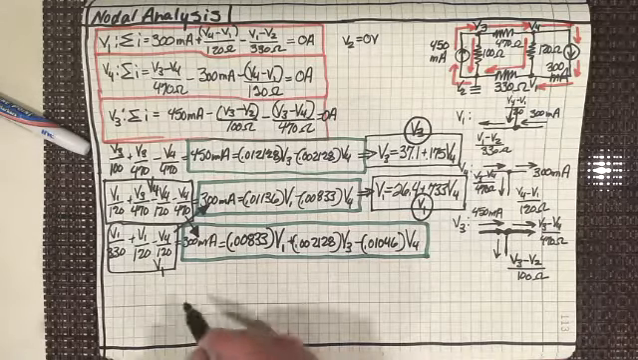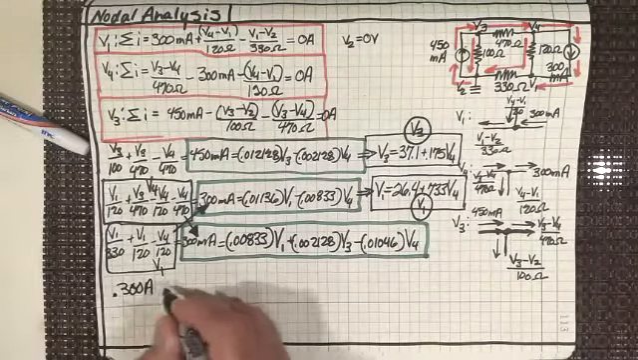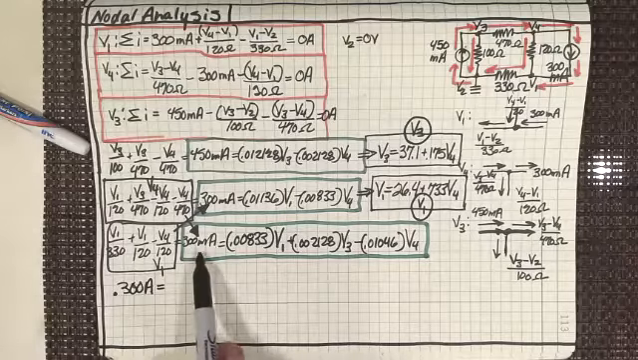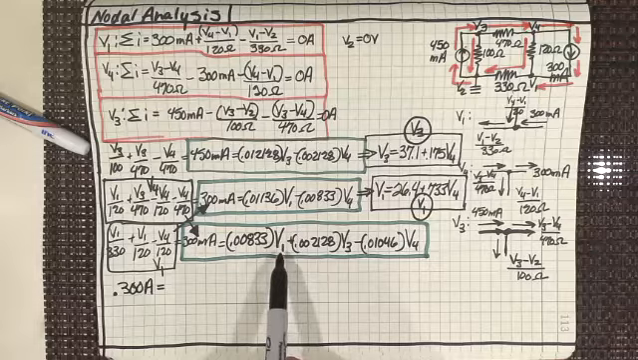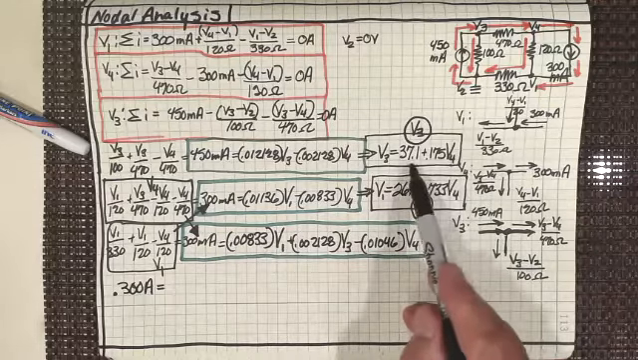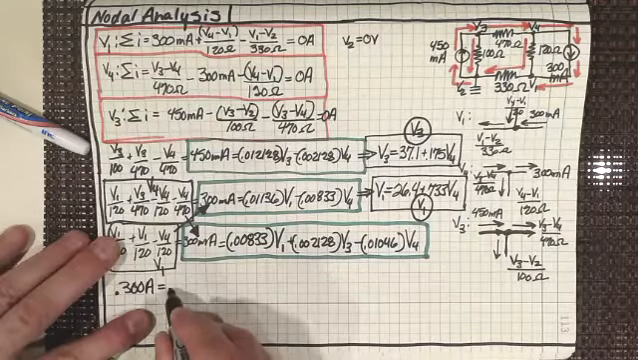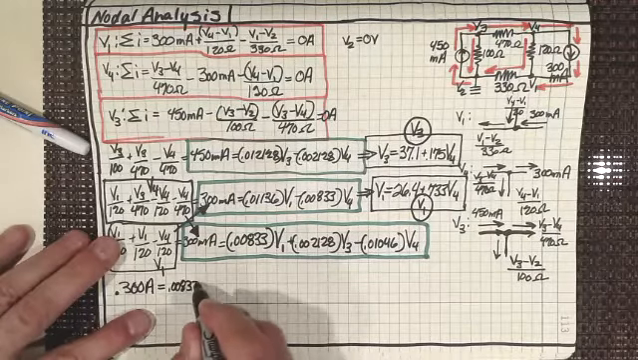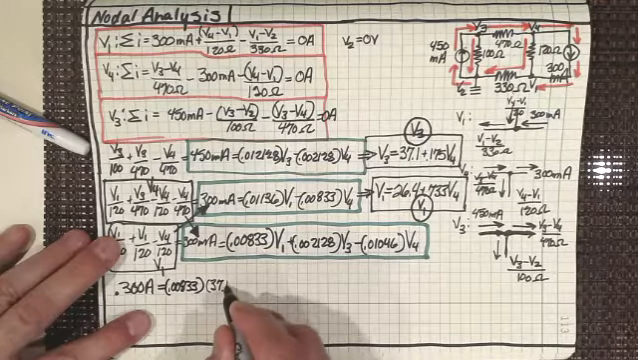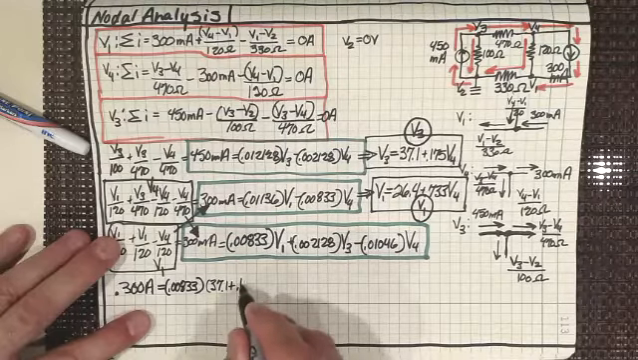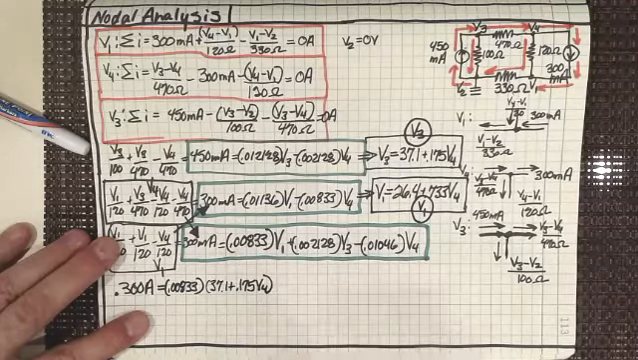So let's do that. I've got 0.300 amps, right? That's how we start out, equals 0.00833 times V1. Well, let's replace V1 with 37.1 plus 0.175 V4. So I've got 0.00833 times (37.1 plus 0.175 V4). All right, so everybody see that?